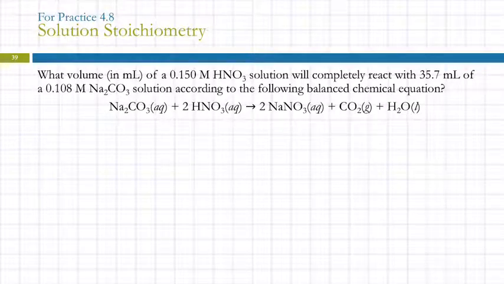Let's do an example. What volume in milliliters of a 0.150 molar nitric acid solution will completely react with 35.7 milliliters of a 0.108 molar sodium carbonate solution according to the following balanced chemical equation? So we've got a balanced chemical equation. We have information about 2 different chemicals. This is HNO3. This is Na2CO3.